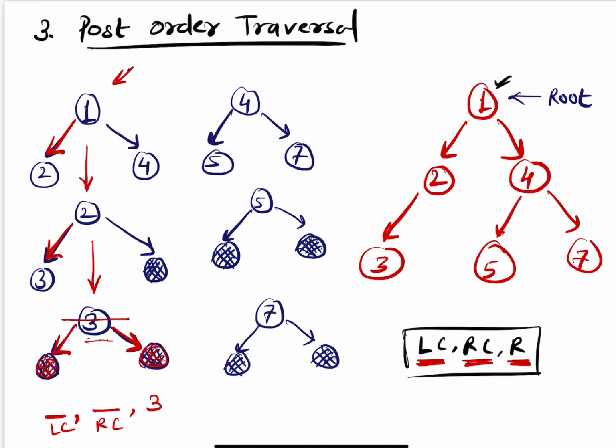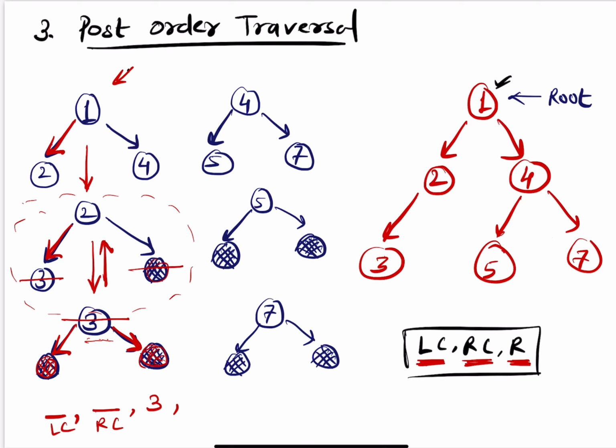So from where we came here? From above. So we will go back to this 2. Okay, 3 is already processed. So you can see for this particular section, the left child is processed. Now it's the turn for right child. So we will process it.